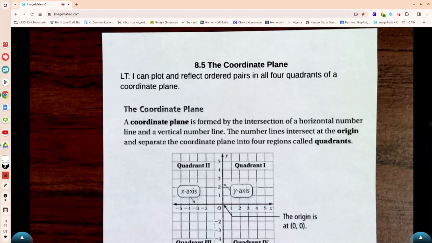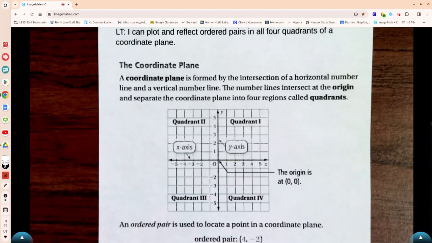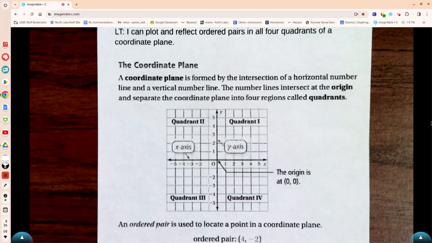It is formed by the intersection of a horizontal number line, so one that goes side to side, and a vertical number line, one that goes up and down, so like this. That's what the coordinate plane is. The number lines intersect at the origin, so this middle point right there is called the origin. It is point 0, 0. And those two number lines separate the coordinate plane into 4 different sections. And those are called quadrants.